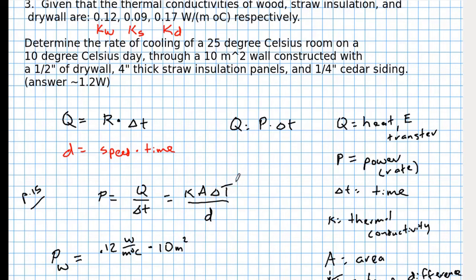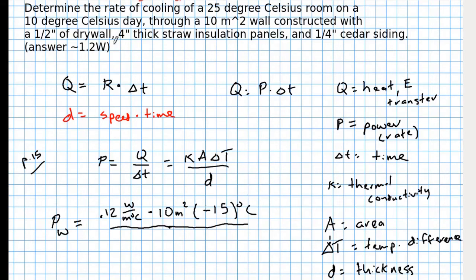We've got a delta T, that's the temperature difference between the inside and the outside. So it's 25 degrees inside and 10 degrees outside. So what direction is the energy going to flow? It's going to flow out of the house. So we've got a negative 15 degree temperature difference, degrees C. And then on the bottom of this fraction, we've got the thickness of the material, and we see it's 1/4 inch cedar siding. So that's the thickness of the wood. So 1/4 inch, 0.25 inches.